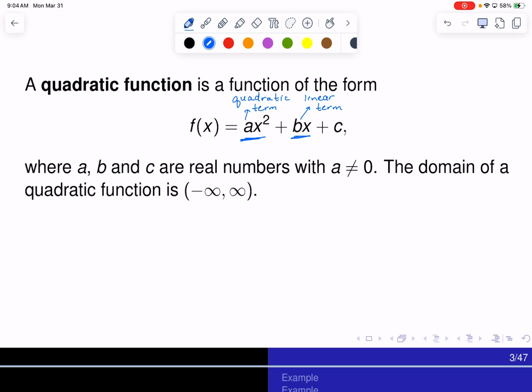We have the linear term. So this doesn't have a slope of m, but it has a slope of what? B. Usually we do mx plus b, where b is the y-intercept and m is the slope. But here, they're letting b be the slope, because the coefficient of x is always the slope. But if you have an x squared term, it's not a linear function. It's a parabola.